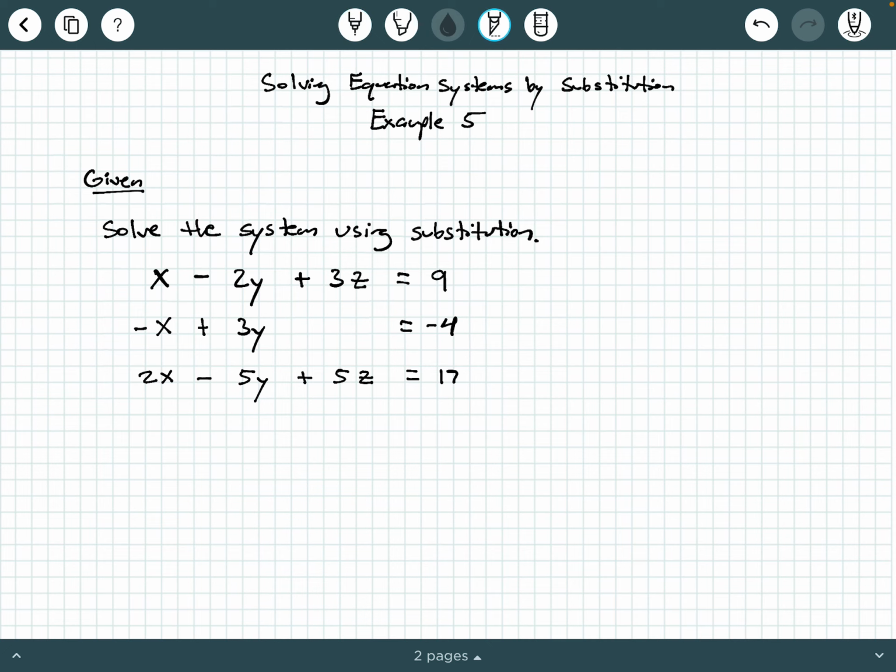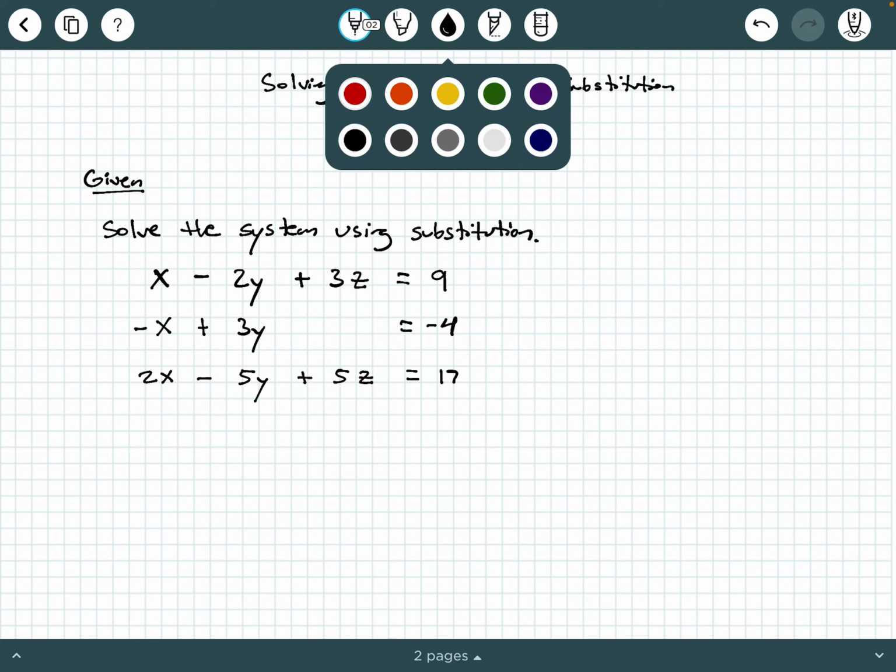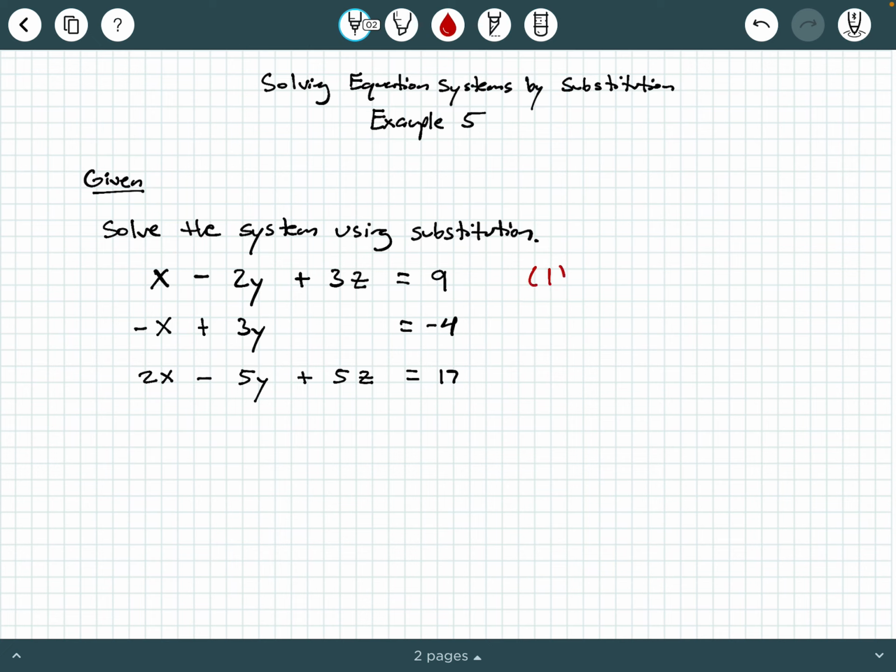Our first equation is x minus 2y plus 3z equals 9. Our second equation is negative x plus 3y equals 4. And our third equation is 2x minus 5y plus 5z equals 17. Just to help be organized, I'm going to label these equations 1, 2, and 3, okay?